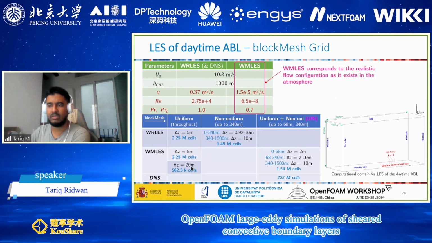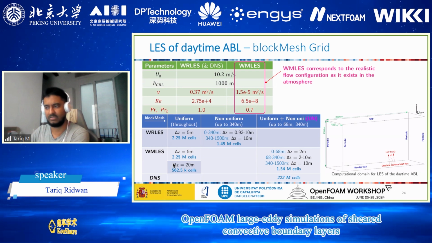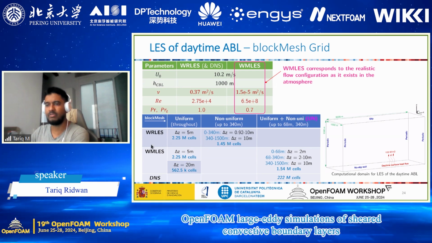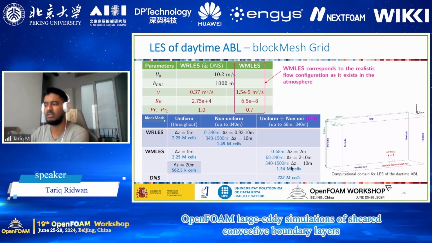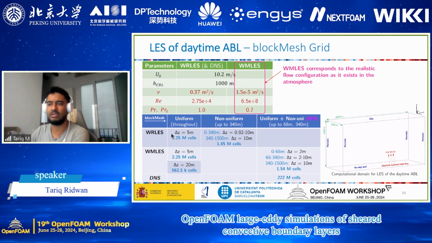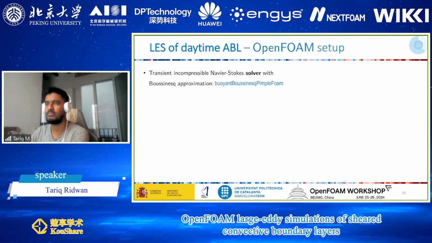And for the wall-modeled LES, a very coarse grid of 500K cells has also been tried. Compared to that, the DNS grid resolution was 222 million cells, whereas it was limited to 2 million for the LES case.